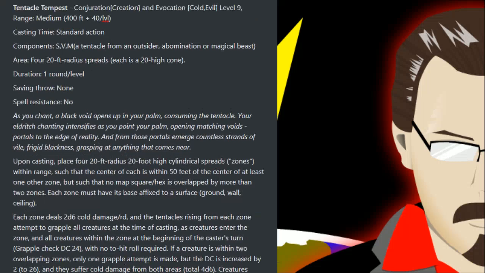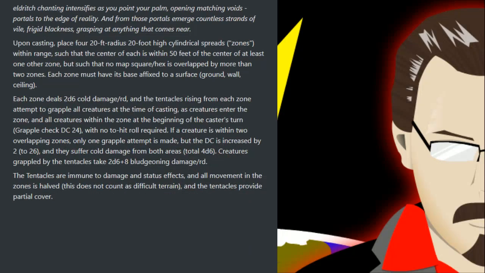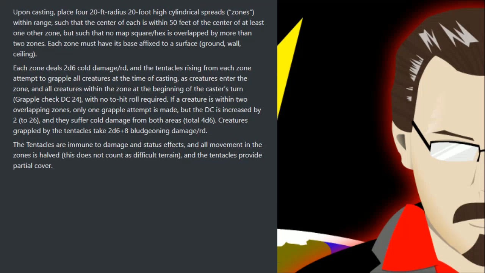As you chant, a black void opens up in your palm, consuming the tentacle. Your eldritch chanting intensifies as you point your palm, opening matching voids, portals to the edge of reality. And from those portals emerge countless strands of vile, frigid blackness, grasping at anything that comes near. Upon casting, place 4 20-foot radius, 20-foot high cylindrical spreads, what we will call zones, within range, such that the center of each is within 50 feet of the center of at least one other zone, but such that no map square or hex is overlapped by more than 2 zones.